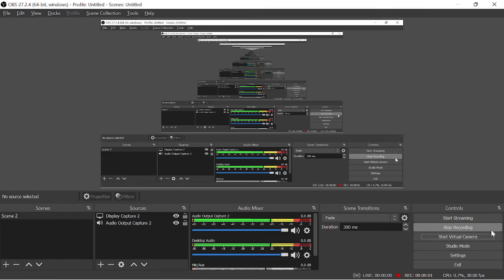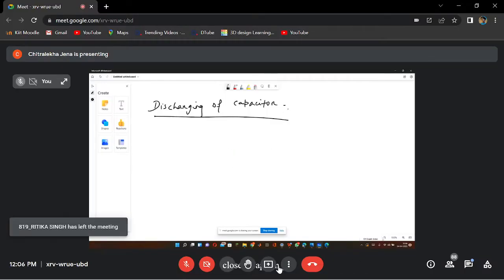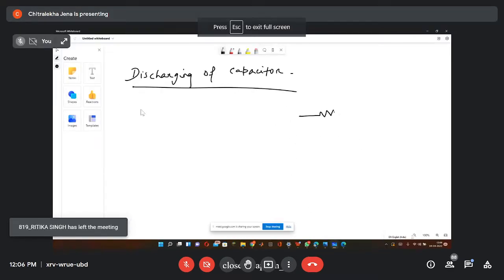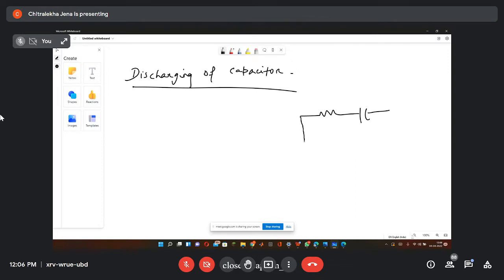Coming to discharging of capacitor. Now suppose you take a circuit where you have a resistor and a capacitor. The resistor is there to protect the circuit from high charging current. Otherwise, if we do not use the resistor, the current will be very high and may damage the circuit. So here we are using a capacitor and a resistor.